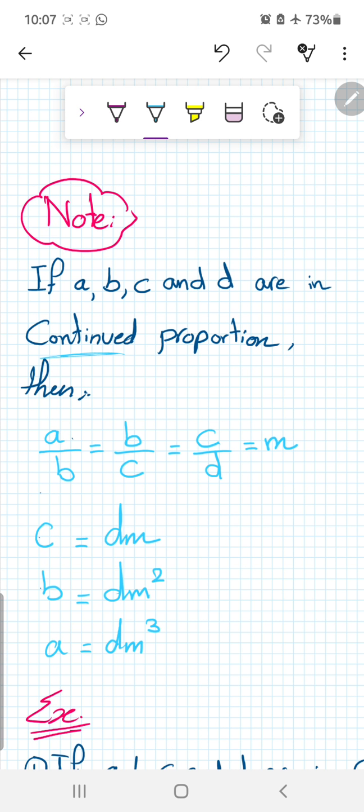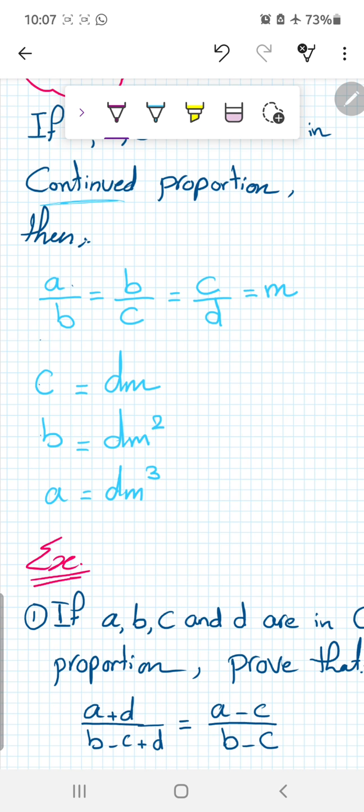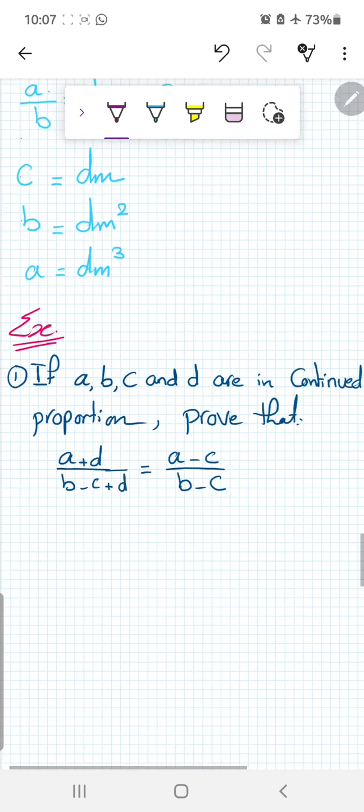So if we have four quantities in continued proportion, we get A over B equals B over C equals C over D equals M. So we have C equals DM and B equals here CM. By substitution, DM times M, which is DM power 2. Also A equals BM, so I say DM power 2 times M, which is DM power 3. So here we have C, B and A. Okay, we have some examples.